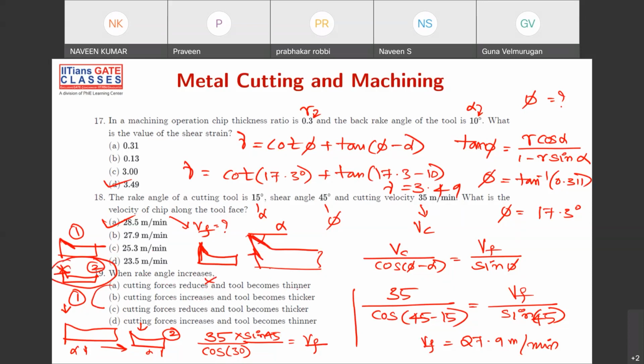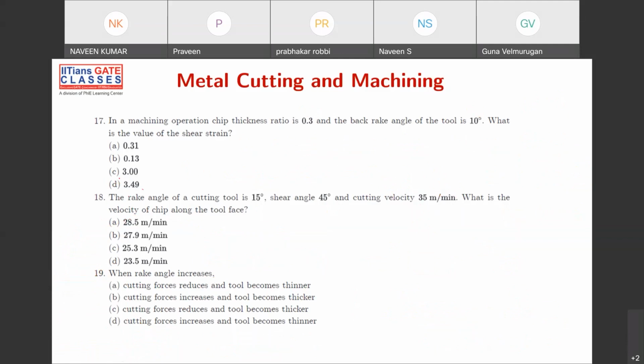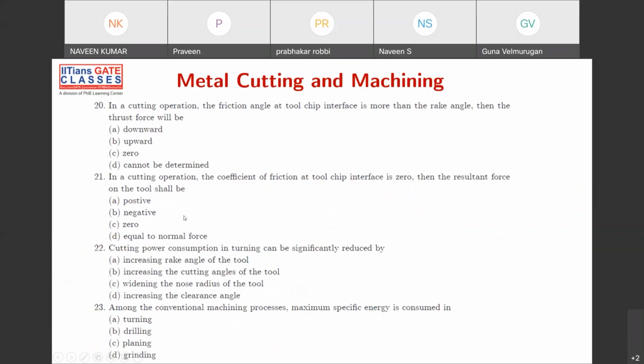And does the tool become thinner or thicker? That is what you say. The tool becomes thinner, obviously. A, B, this is A and this is A. The tool becomes thinner and the cutting force reduces, obviously. Answer is A. Clear or not? Yes. This one, 20th one.